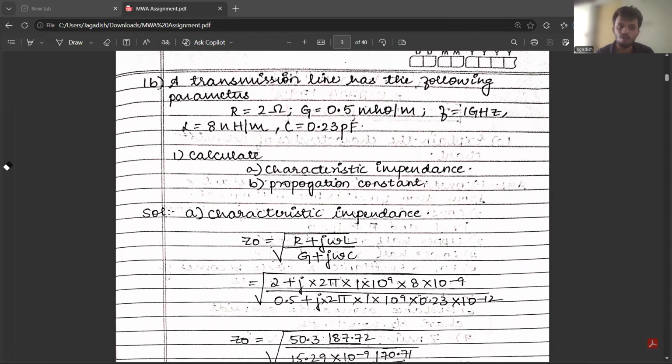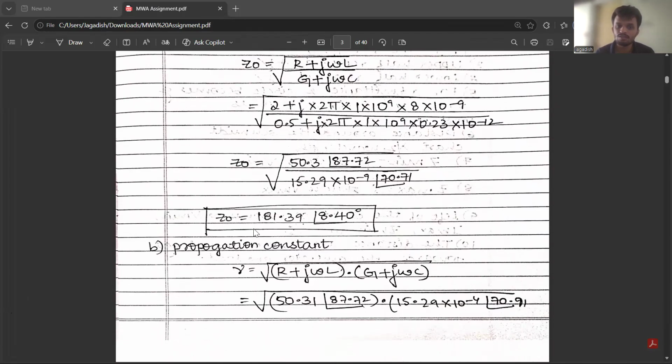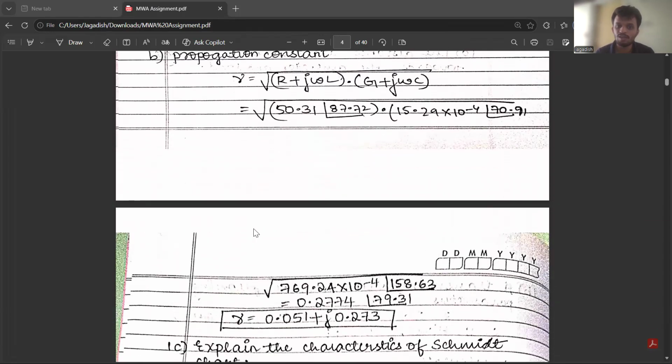This is the characteristic impedance formula: root of (R plus j omega L) by (G plus j omega C). Next, the propagation constant is the multiplication.